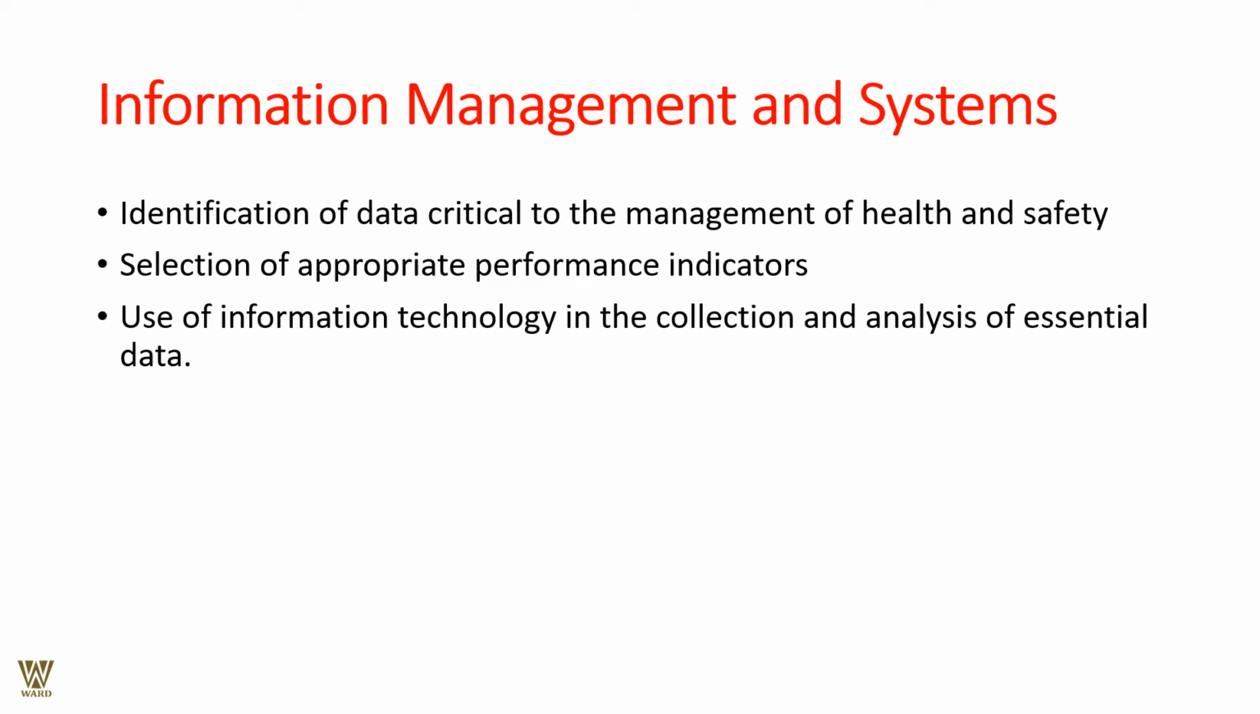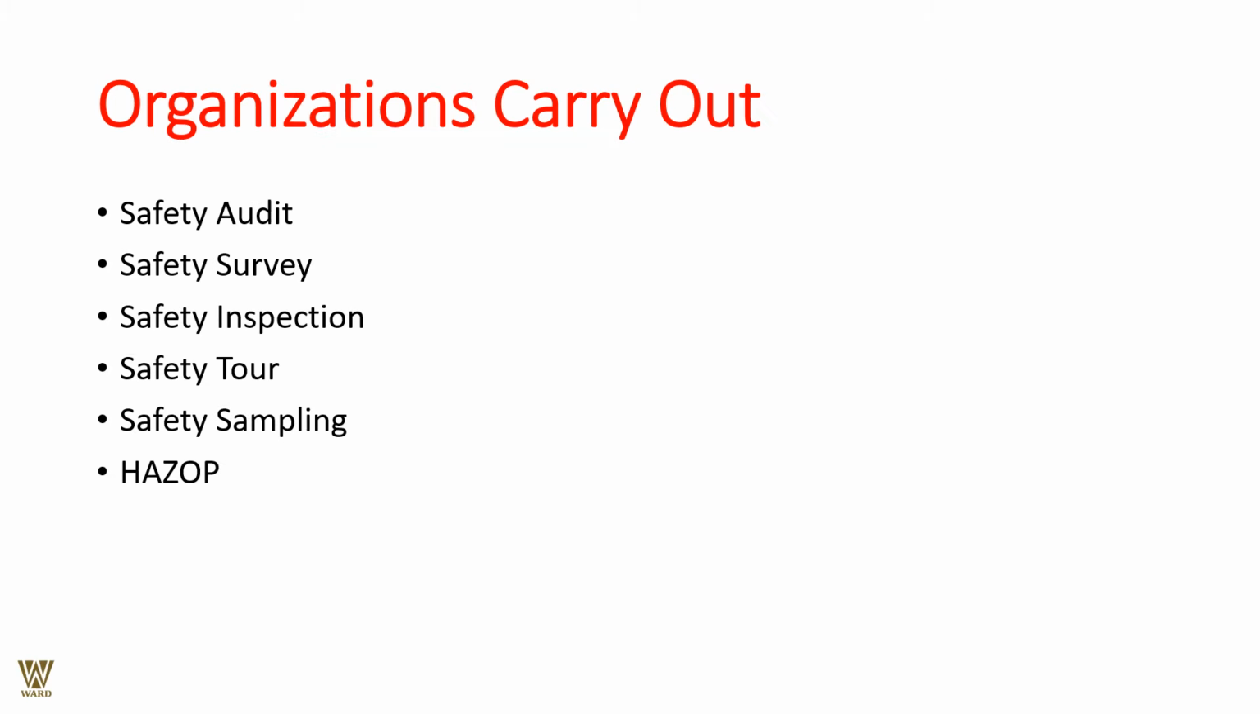IMS is information management system. How do we go around it? It is all about data creation, data management, and data analysis, which will identify what is good and what is not working in favor of the management. Yes, selection of the appropriate performance indicators is a must. Use of information technology in collection and analysis of the essential data thereby is a must.